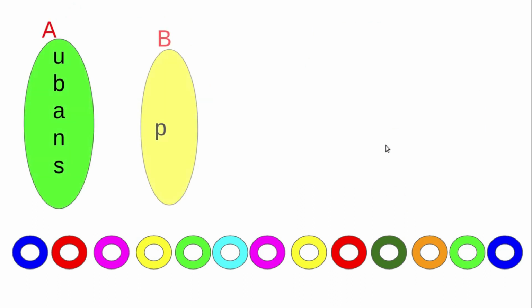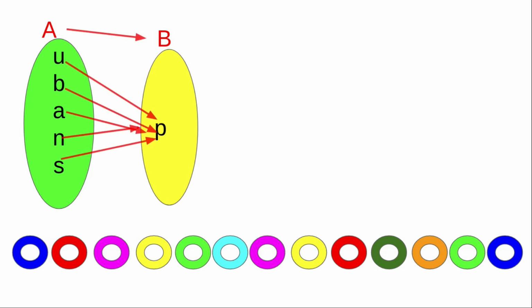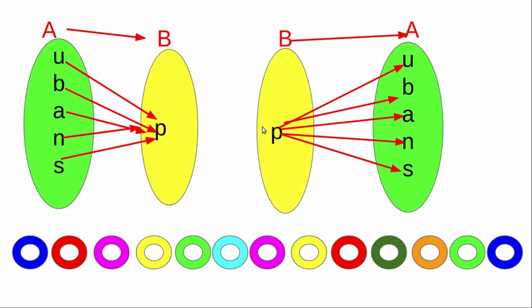Now consider a relation from set P to set A. Here Y, B, A, N, S are Yudhishthira, Bhima, Arjuna, Nakula, Sahadeva, and P is Panchali, the Pancha Pandavas. Now this relation is a function. Now consider a relation from P to Y, B, A, N, S. This is not a function.